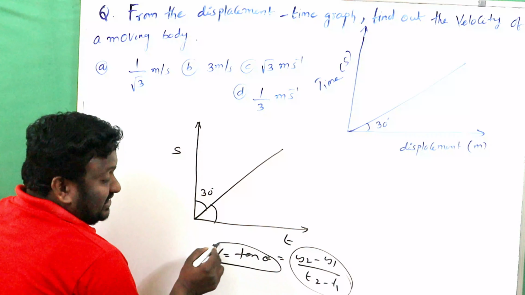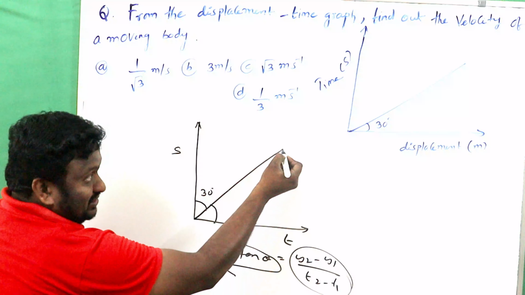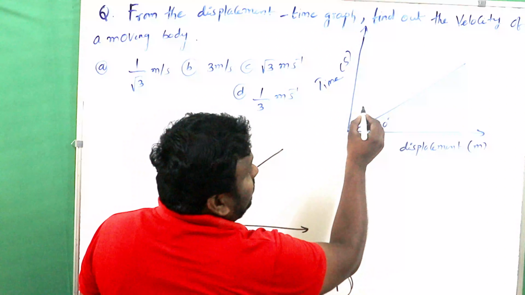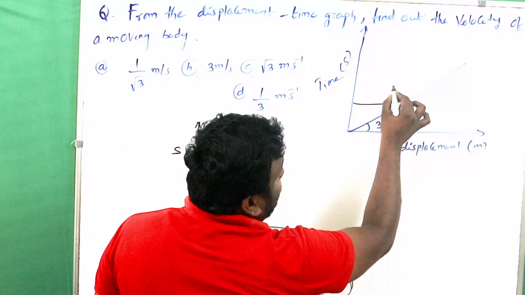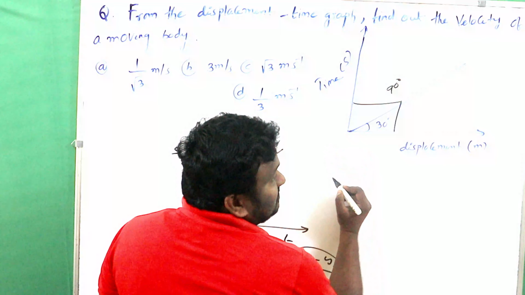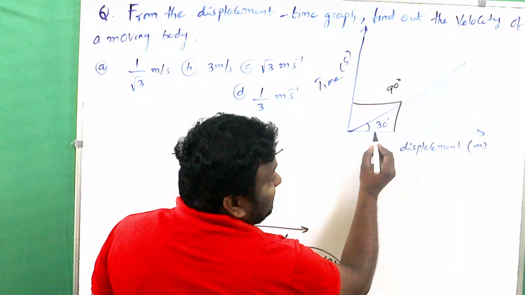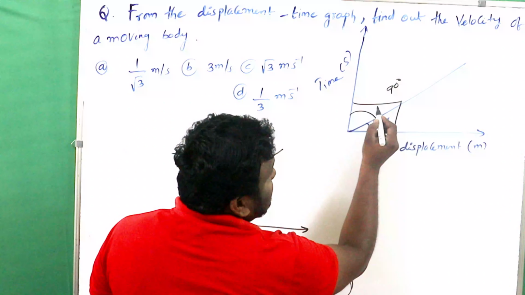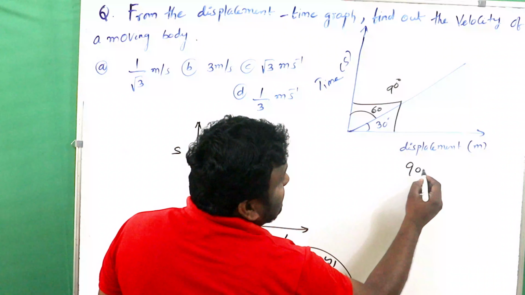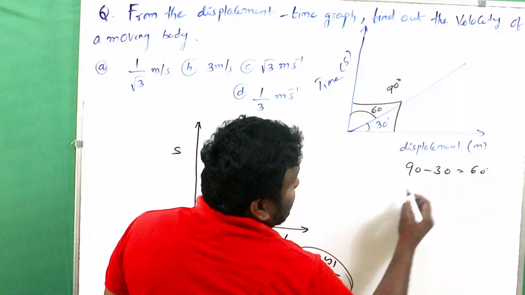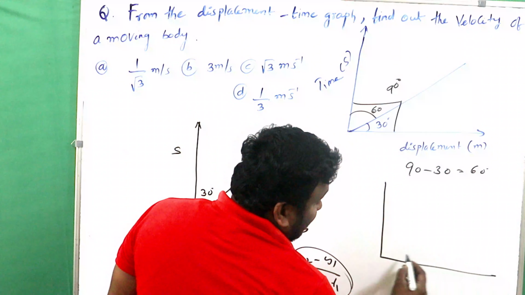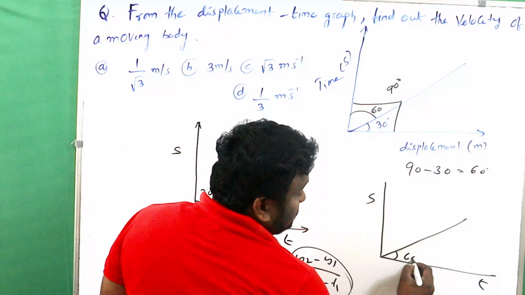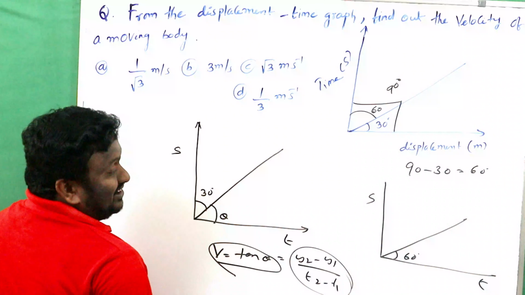But what you have to understand, V is equal to tan theta is applicable only when the line makes some angle with the time axis. So here, the total is 90 degrees. The line makes 30 degrees with the displacement, then how much with the time? That is 90 minus 30, 60 degrees. That means we will take it like this now. Time, displacement, and this should be like this. This is the right diagram.